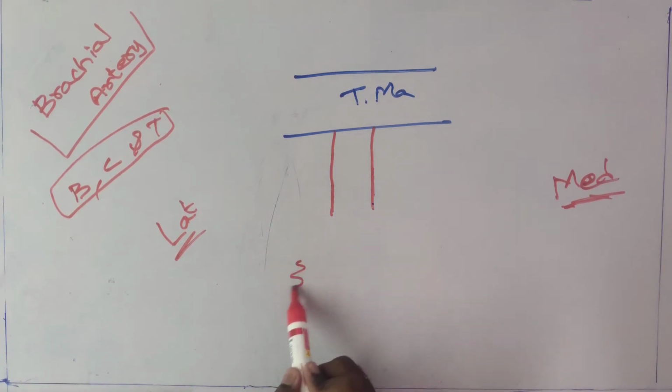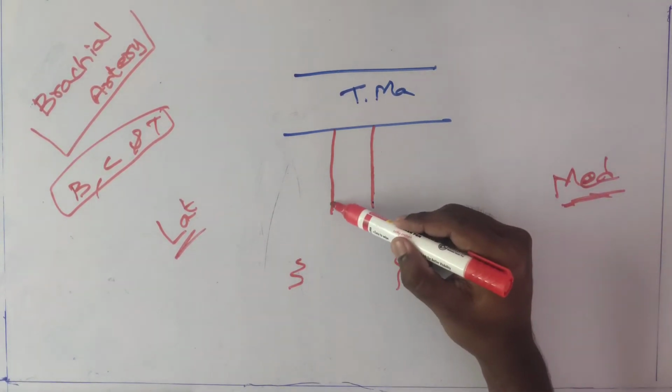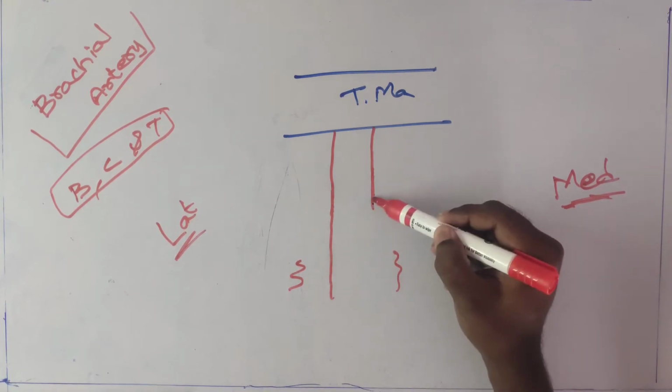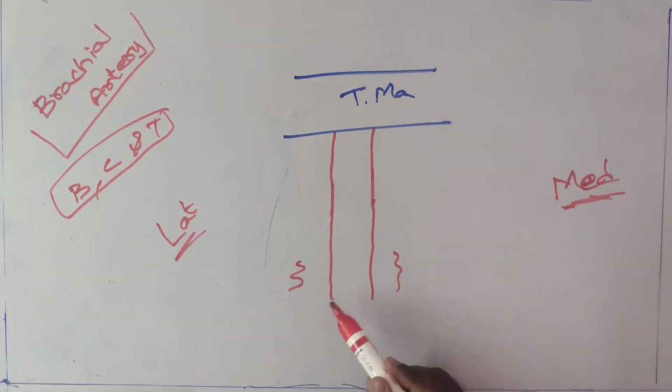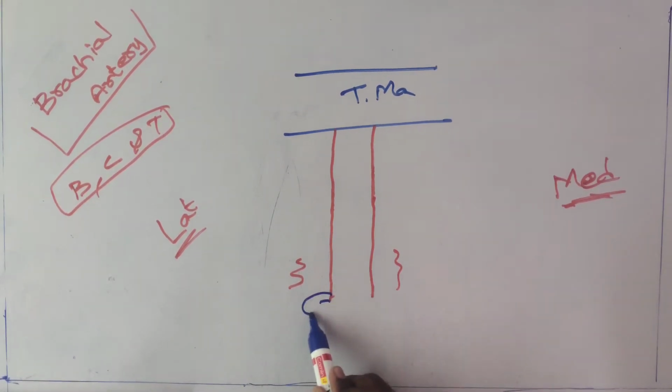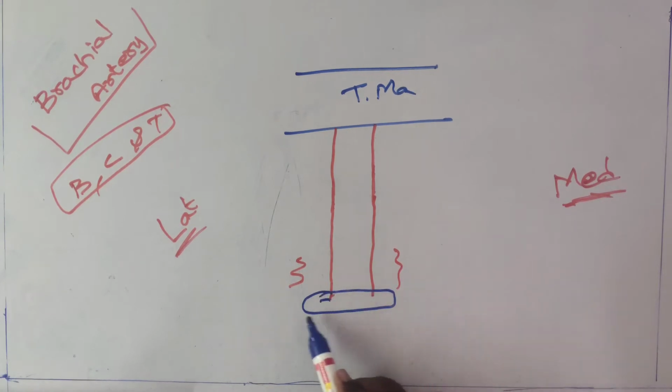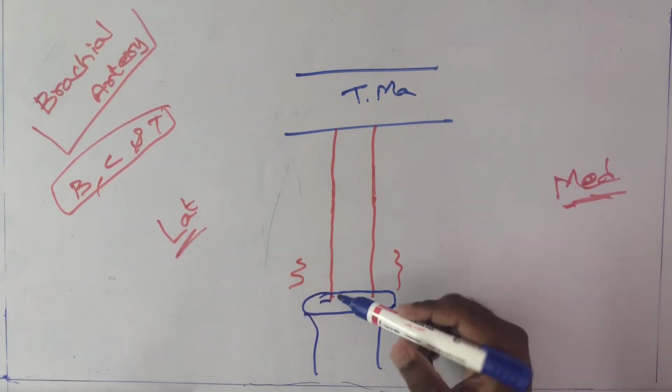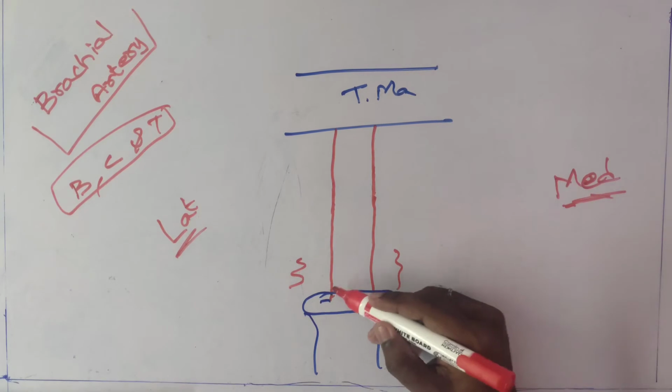Think that it is the elbow. This part is the elbow. It crosses the elbow joint completely and extends up to the neck of the radius. This is the head of the radius, disc shaped, and this is the neck of the radius. It extends up to the neck of radius.